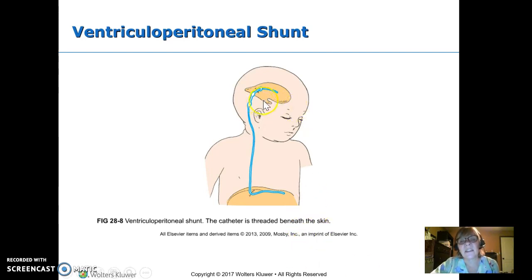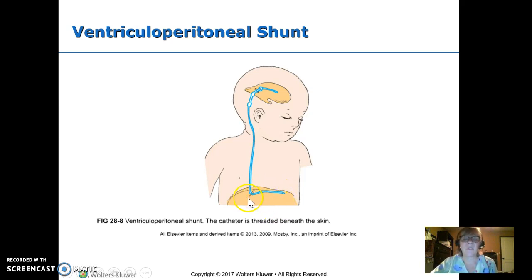So this is under the skin, and you can feel it. It runs right behind the ear. And then usually when you get down to the body, you kind of lose it. But again, it's still just under the skin. And then somewhere when you get down into the peritoneum, so somewhere below the diaphragm, it just goes deep and then dumps out that extra CSF.